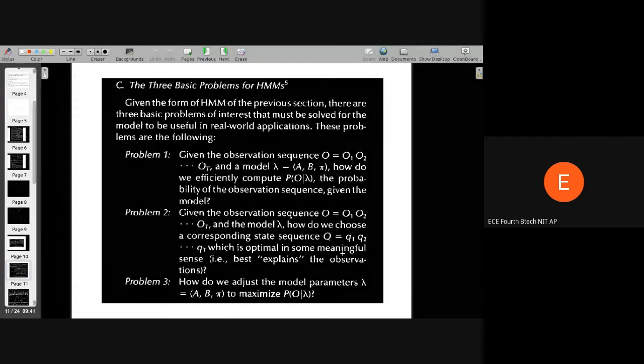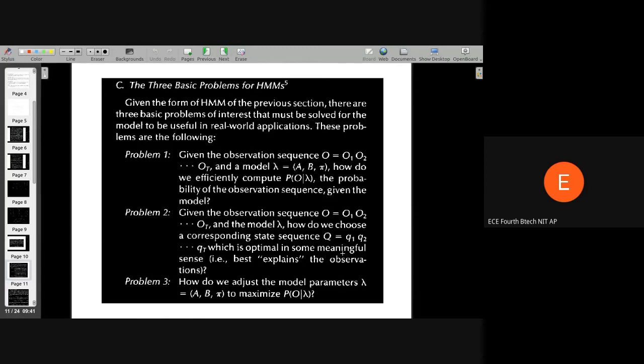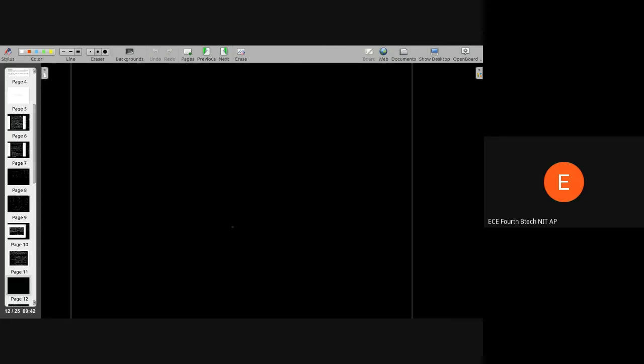So there are three basic problems for HMM to solve. The first problem is what we call the testing problem, or problem 1. We'll go one by one. Let's go to the testing problem. What do you mean by testing problem? You have built an HMM model, A, B, pi, you have somehow figured out.